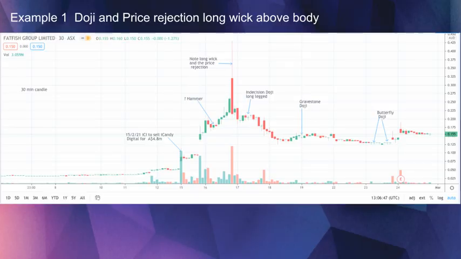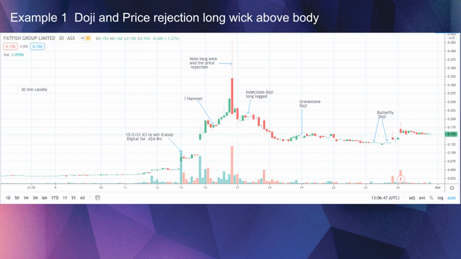So here I've got some doji and price rejection examples. You can see a very long wick there. You can't miss that red candle, the biggest candle there. So you've got that long wick showing you some price rejection. And then you move on, you can also see some indecision going on, some long-legged dojis there. You can see some gravestone dojis and butterfly dojis in there. So that's why I put this.